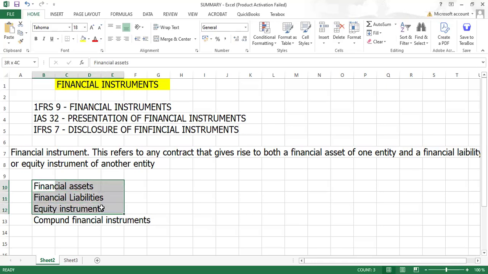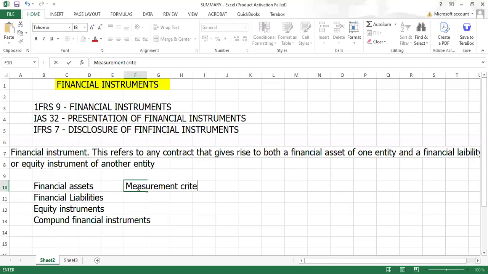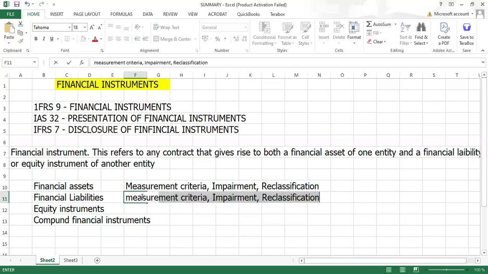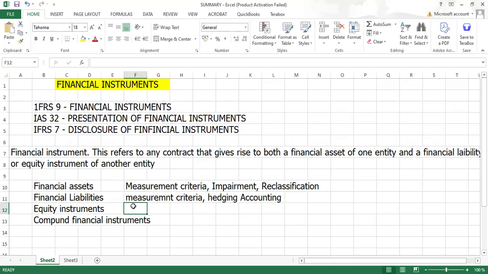Now understand the measurement criteria. Here on financial assets, we need to know the measurement criteria, which is very key for calculation purposes. And also understand impairment and the reclassification part, as you read the classification part. How do you reclassify these assets? Also with financial liabilities, understand the measurement criteria and also the hedging part, the hedge accounting. Also with equity instruments, understand the measurement criteria.